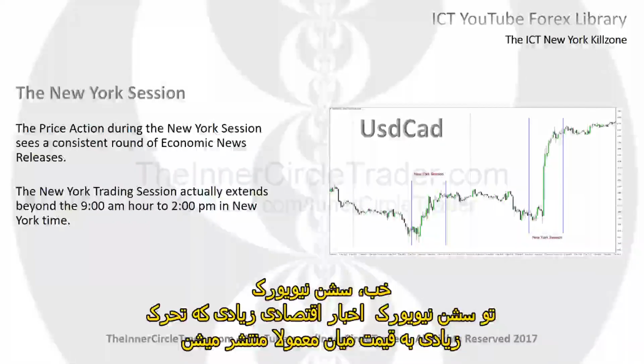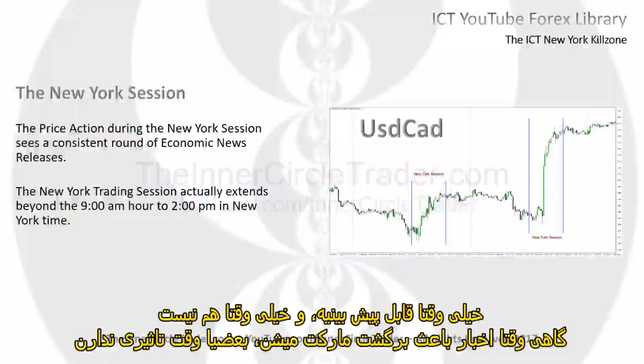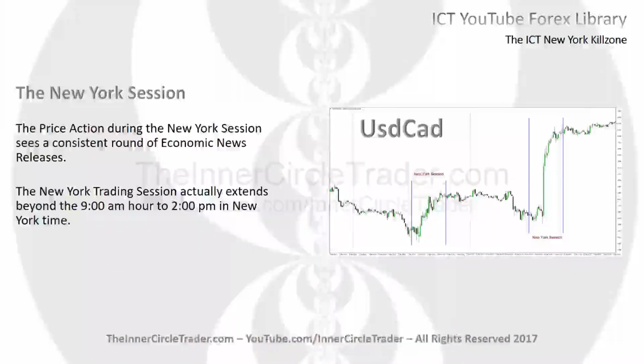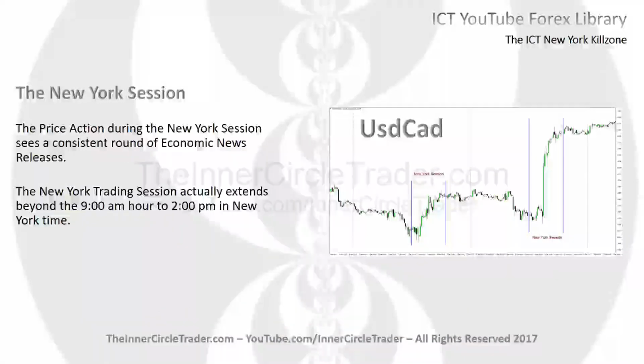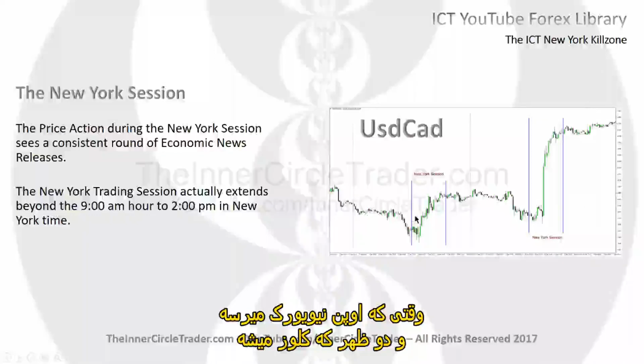Okay, the New York session. The price action during the New York session sees a consistent round of economic news releases. Now, these news releases will many times stimulate price action, and sometimes it's predictable, and other times it's not. Sometimes these news releases will cause reversals in the marketplace, and sometimes they'll add fuel to the fire and/or momentum to an existing daily bias. The New York trading session actually extends beyond the 9 o'clock hour, and it goes to 2 p.m. in New York time. If you look at the chart here on this dollar CAD, what I'm delineating here is those specific time points when the New York Open begins and 2 p.m. in New York.